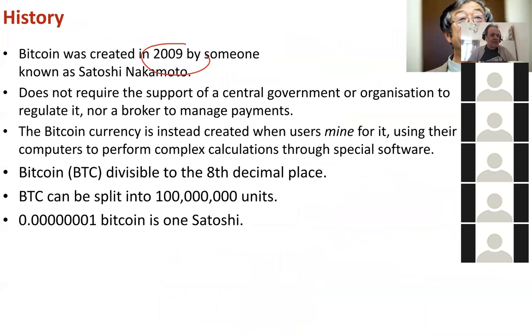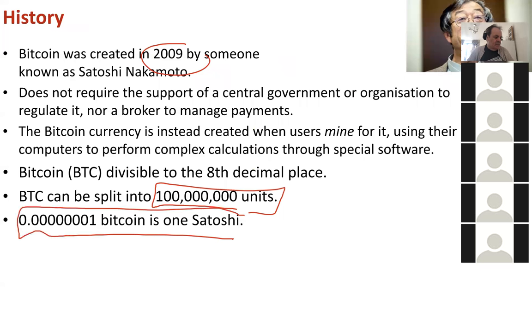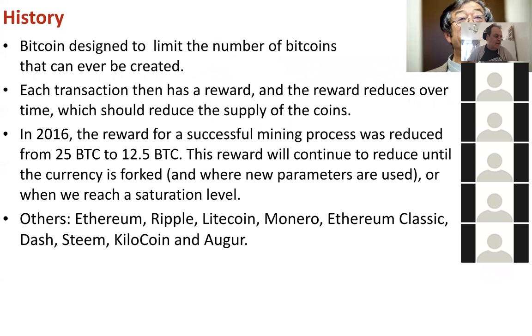Okay, so the basic history: in 2009, it was created by Satoshi Nakamoto. No central governments control it, no broker to manage payments, and so on. We can take it down to these units here. This is called a Satoshi, and it's a kind of micro amount. It's designed to run out of currency eventually, and it was hoped that it would see its value stabilize, and it could be used as a replacement for fiat currency.